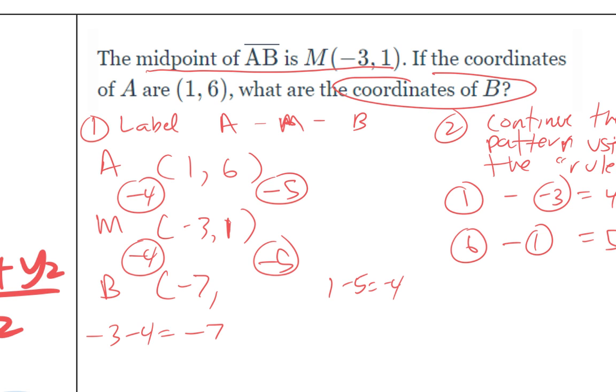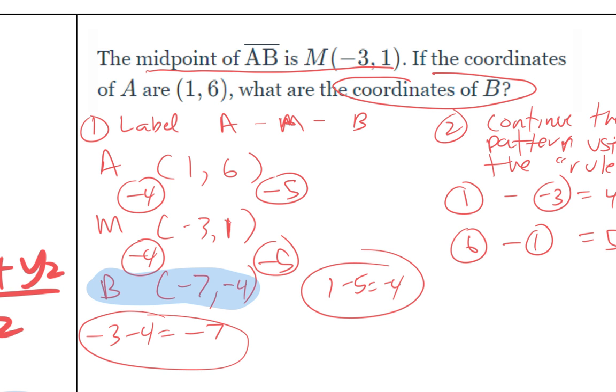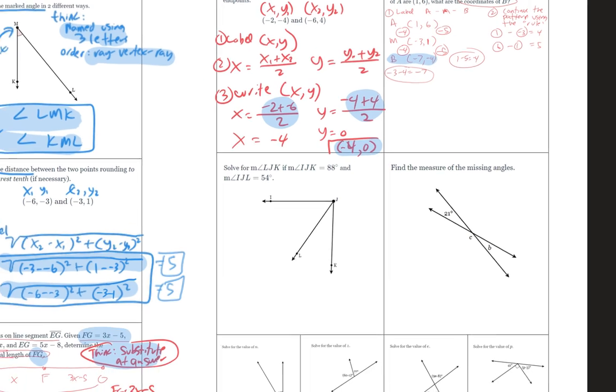So that means our answer for B is -7, -4, because we're going to use that. Okay, so that's it. All right, next, let's keep it moving.